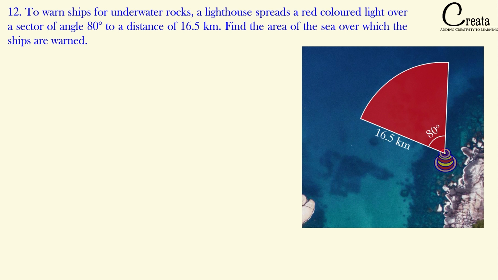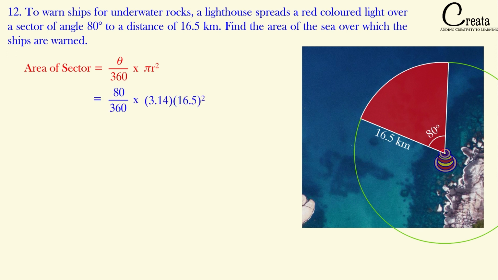If we take lighthouse as a center point and draw a circle with the radius as 16.5 km, we can form this circle. And this region, the region at which the lighthouse is emitting the red light, this is the sector. So basically in this question, we have to find the area of the sector. Here the angle theta is given as 80 degree and the radius is given as 16.5 km. Simple, let's use the formula of area of the sector. We know theta and radius, let's put it. On solving, we got our answer as 189.97 km square. That is the answer of the question.